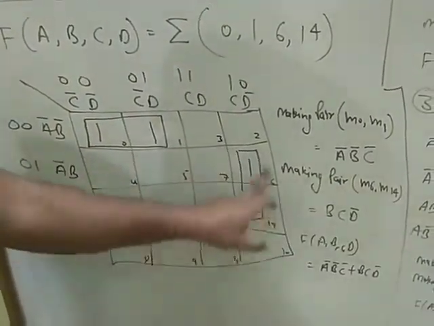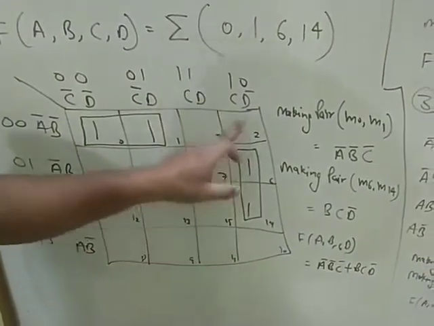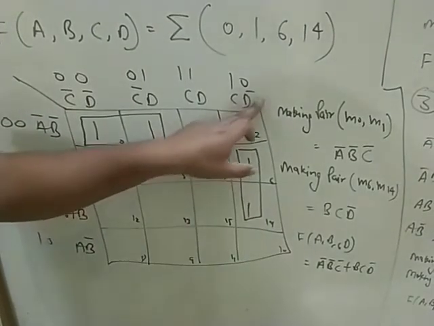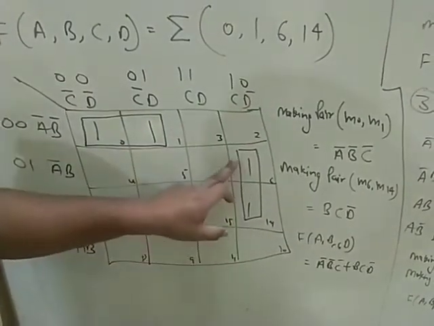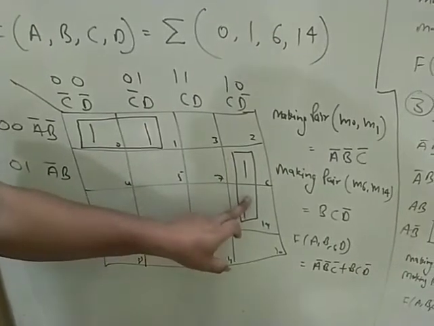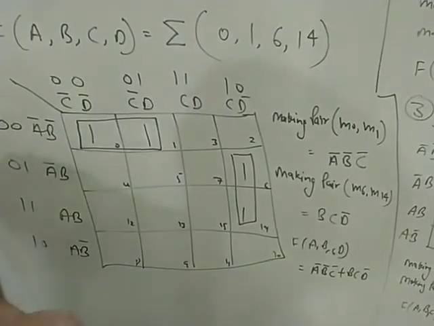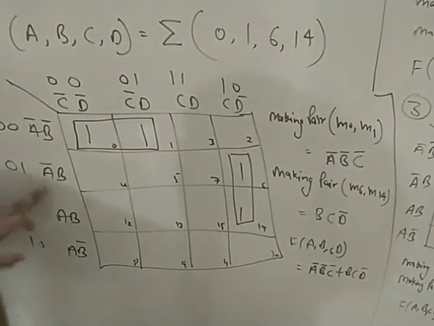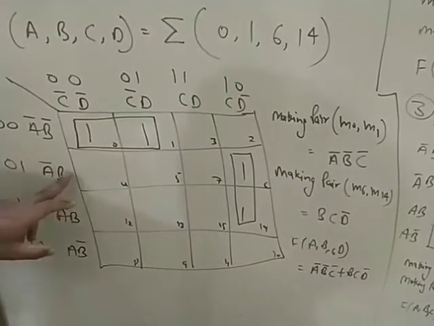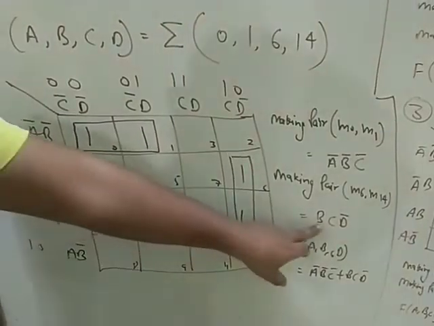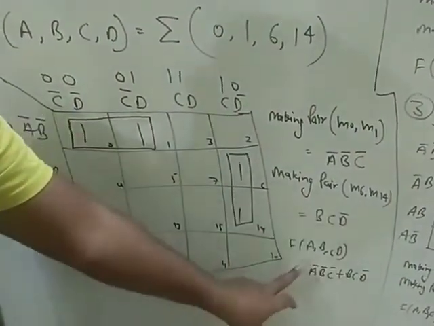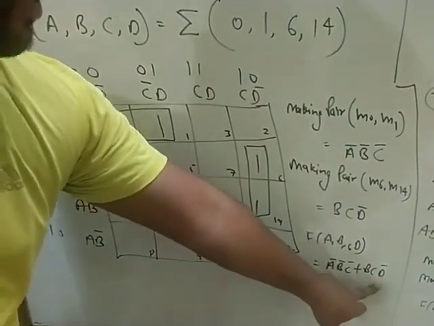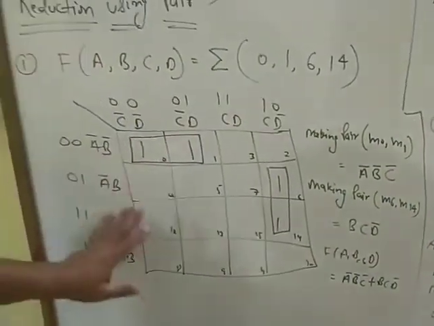Similarly, you can make another pair, 6 and 14. Here we are moving in a column. Look at C D dash here, we are moving in a column. So C, D dash, there will be no change, but this is row 2 and this is row 3. From row 2 to row 3, you can see A dash to A changes, and the only unchanged one is B. So our answer will be B, C, D dash. So the final expression will be f(A,B,C,D) equal to A dash B dash C dash plus B C D dash. So this is how we can make a pair.